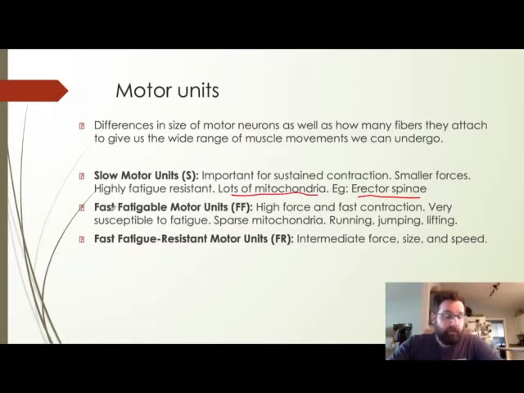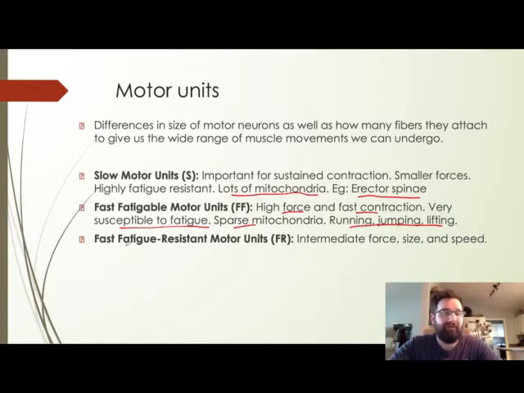Contrast that with these other 2 types, fast fatigable motor units or FF, which are high force, fast contraction, very susceptible to fatigue. So these 2 contrast with each other a lot. Sparse mitochondria, this is stuff like running, jumping, lifting. You know, it's pretty easy to tell the difference, right? How long can a person sprint? Even if you're healthy, if you're sprinting full speed, you can't do it for that long, right? As opposed to how long can a person jog? That could be a very long time. Those are different muscles being used, right?